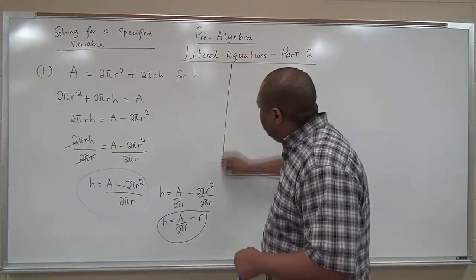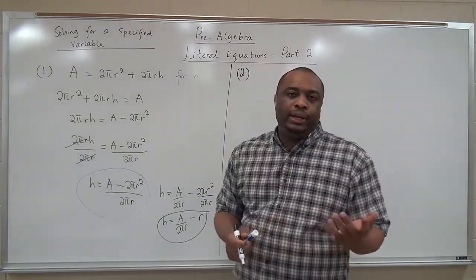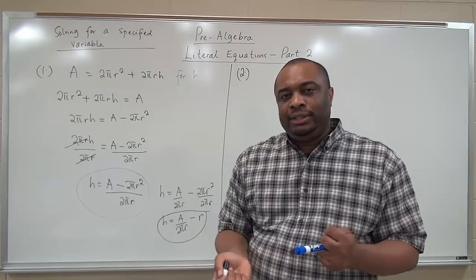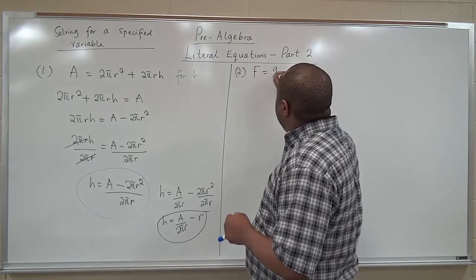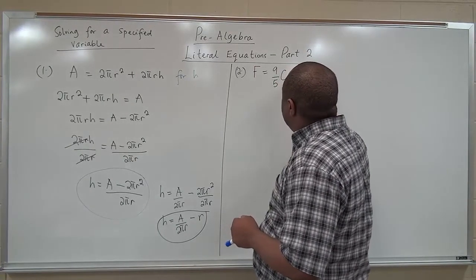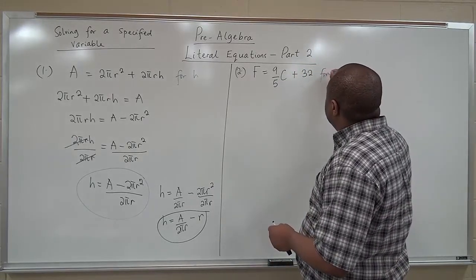Okay, number 2, let's look at the relationship between the Fahrenheit temperature and the Celsius temperature. F equal to 9/5 times C plus 32. And you want to solve this for C.